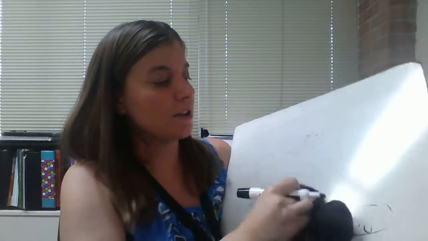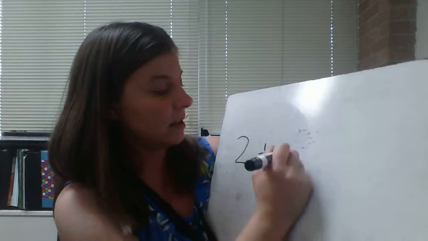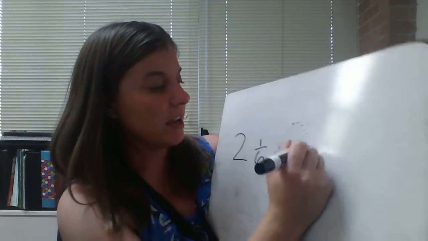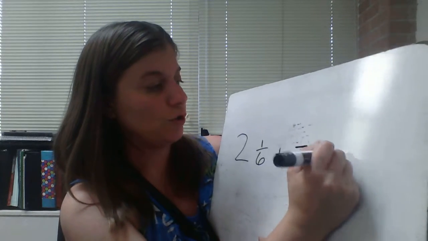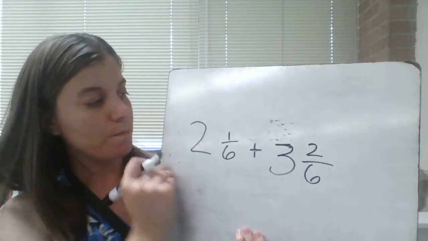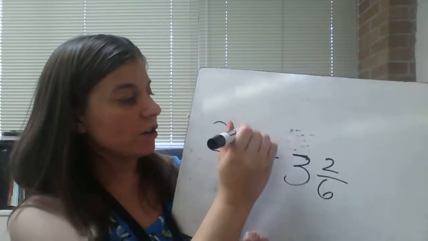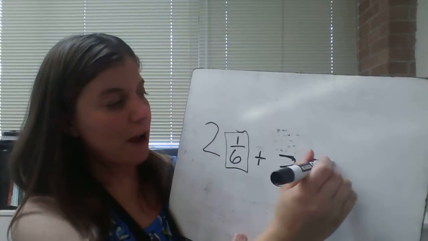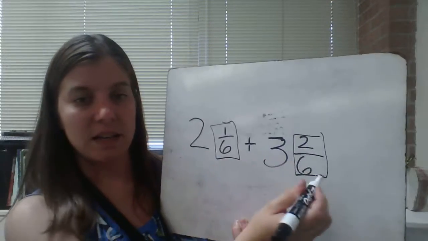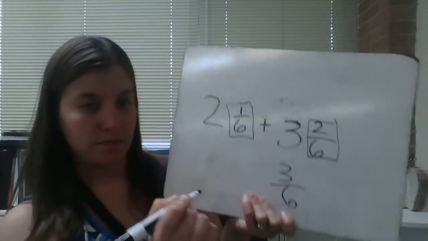Now we're going to do another addition problem. This time we're going to put in some mixed numbers. So 2 and 1/6 plus 3 and 2/6. So first step, common denominators. Oh, we already have 6's, so we're good. So then you're going to add the fractions. So 1/6 and 2/6 is 3/6.